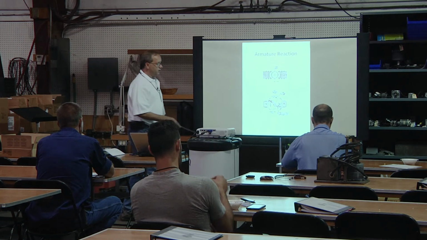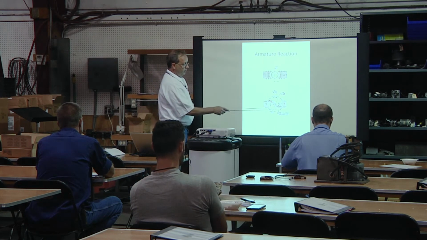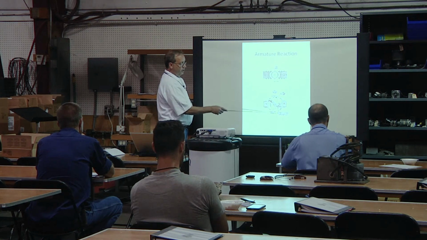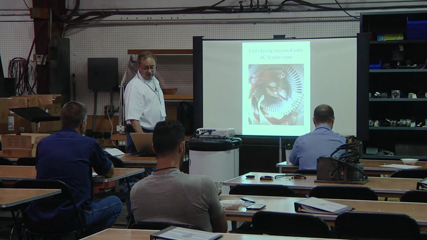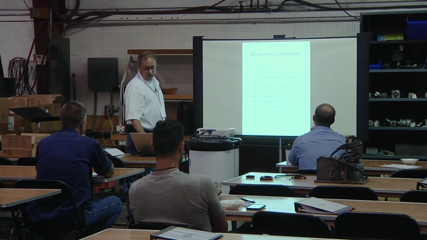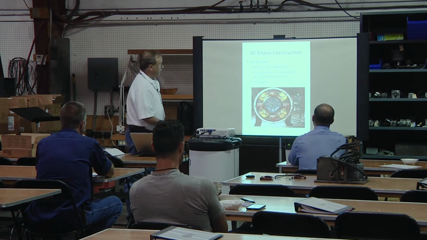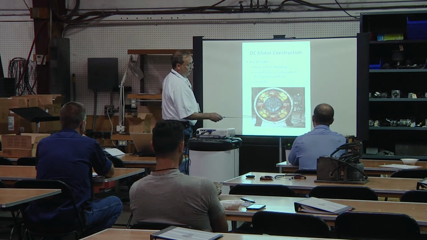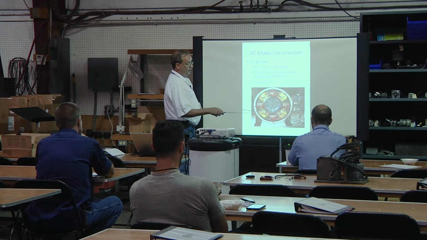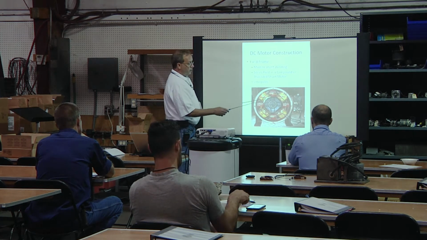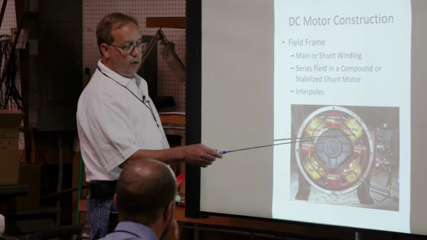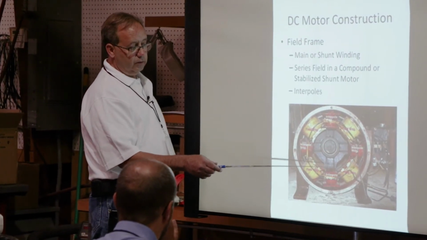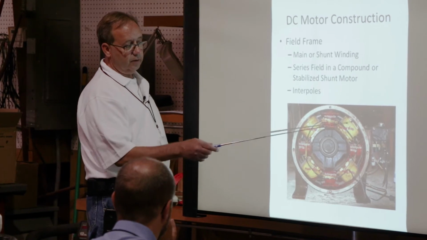So the answer to that is you put an interpole in here, and it's positioned right between each of the stationary poles, and it's connected in the same polarity as the main pole. It's connected in the same polarity as the main pole preceding it in direction of rotation. So if you're turning this way, and this is a north pole, then this is going to be a north pole. If this is a south, this is going to be a south.